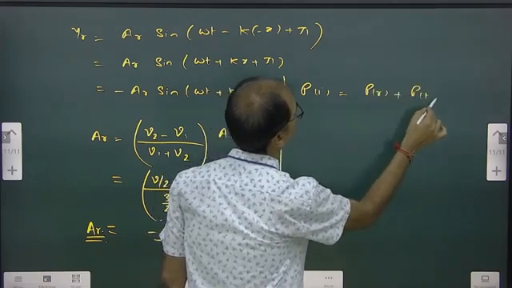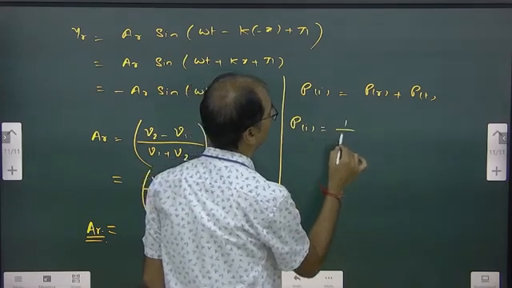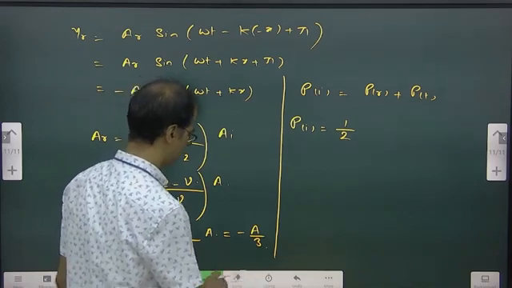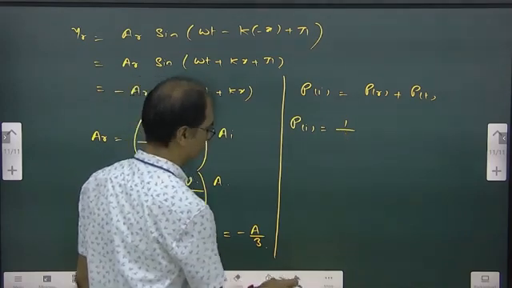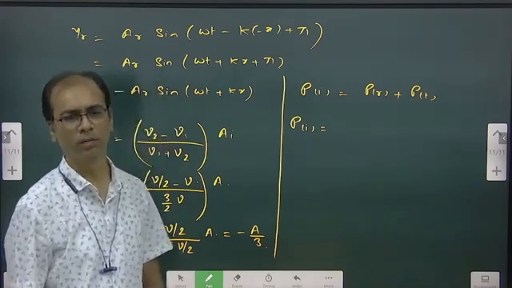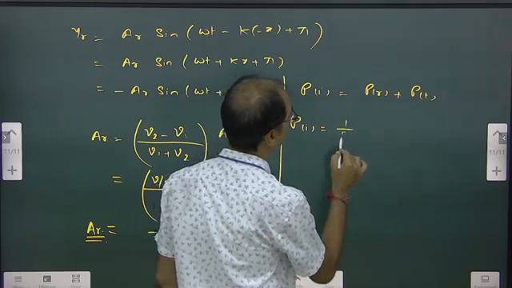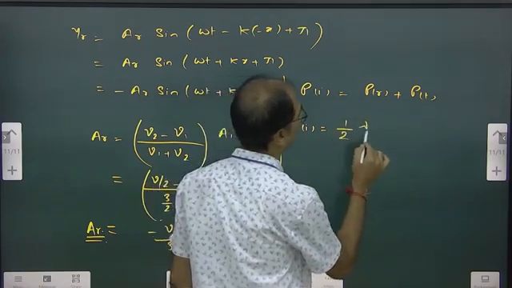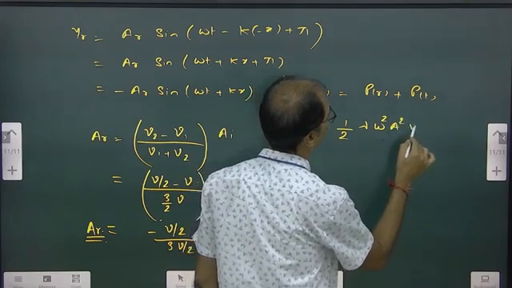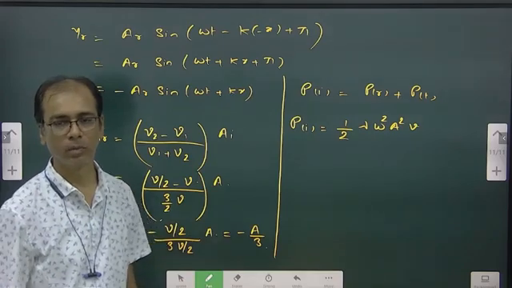Let's write individually what Pi is. What we studied: 1 by 2, I am writing 1 by 2. 1 by 2 is there, no? Half rho, yes, half is there. I got confused. 1 by 2 lambda omega square A square into velocity. This is the incident wave.